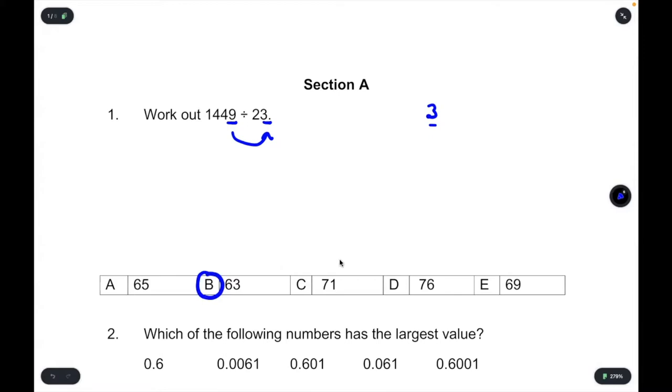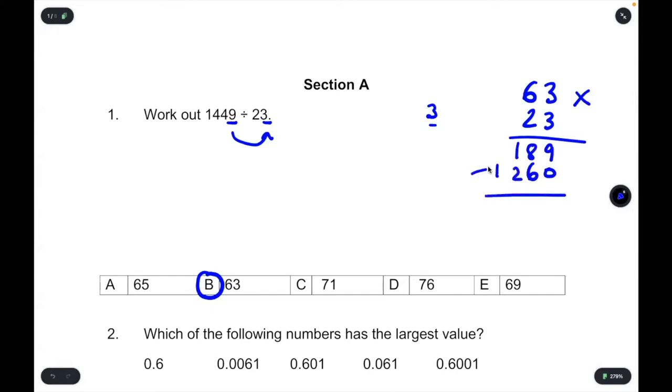What we can do to check, though, is we could multiply 63 by 23 and see, does it give us 1,449 or not? So we can do that on the side. 63 multiplied by 23. 3 times 3 is 9. 6 times 3 is 18. 0. 2 times 3 is 6. 2 times 6 is 12.